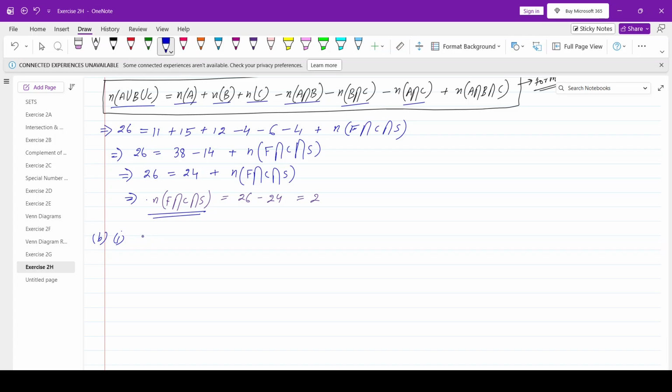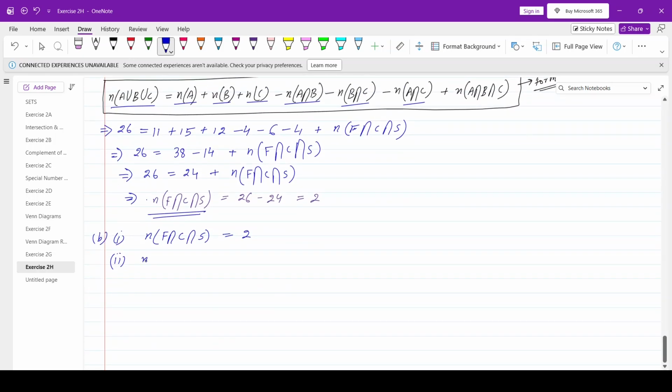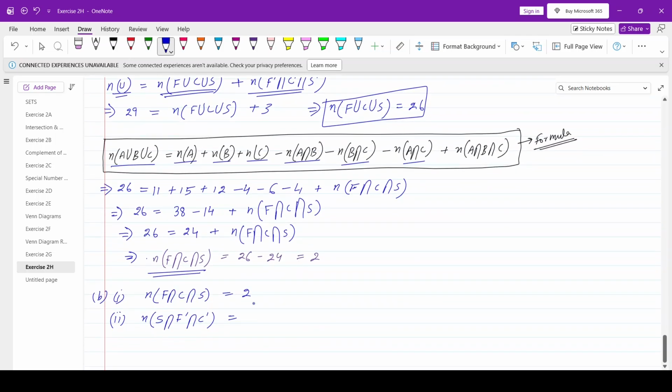So the students who can play all of the instruments is going to be the intersection of all 3 instruments, that is 2. Only the saxophone: the number of students in saxophone intersection flute prime intersection C prime is going to be 4.